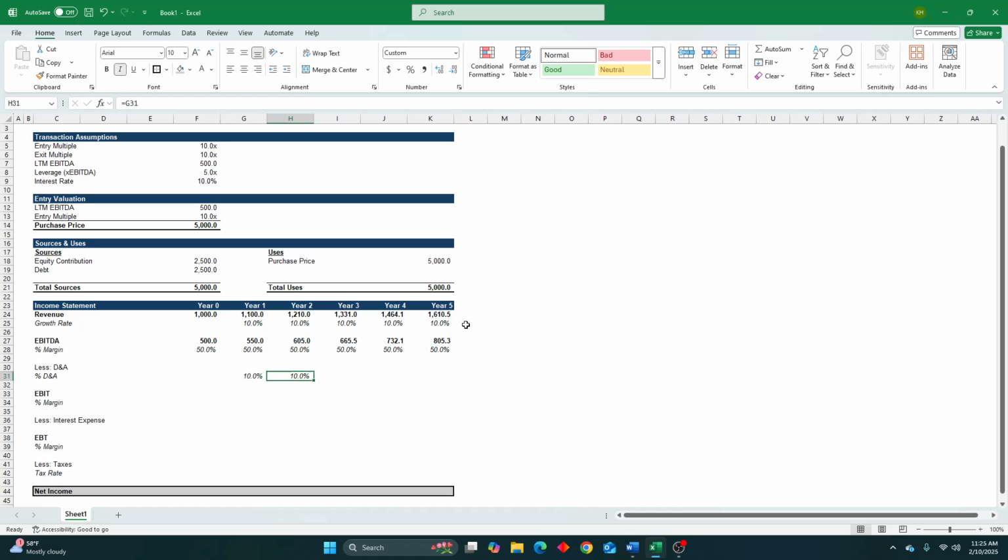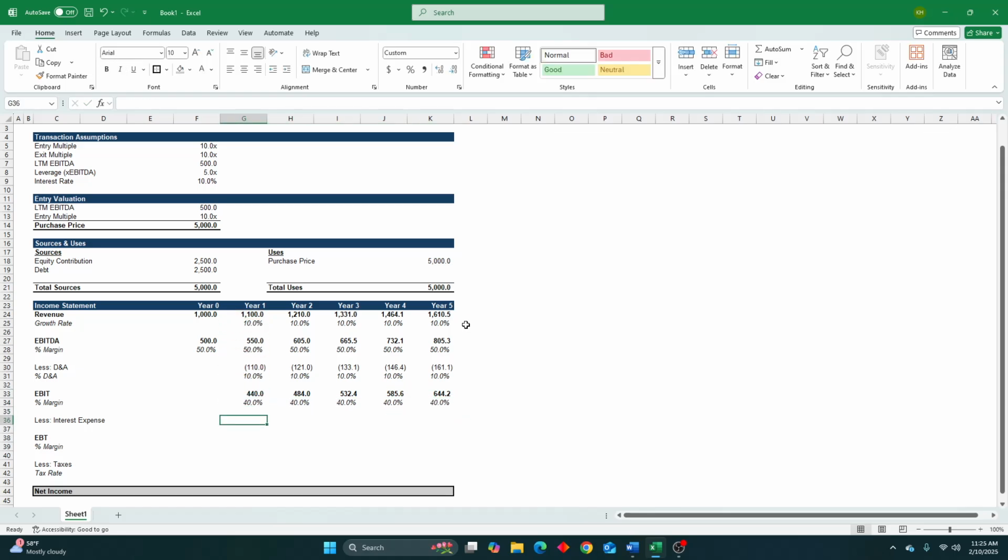So we have our D&A, 10% of revenue. We'll take this times our revenue, paste it forward. We'll make this a negative so we can subtract it out. Okay, so then our EBIT is just going to be that D&A plus our EBITDA. And our margin is just going to be that EBIT divided by our revenue.